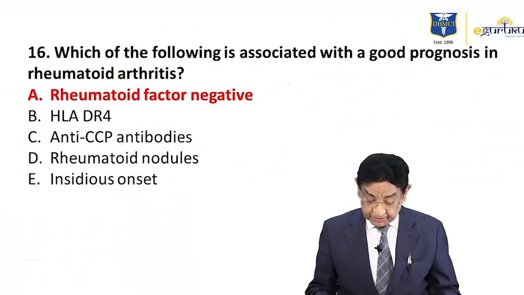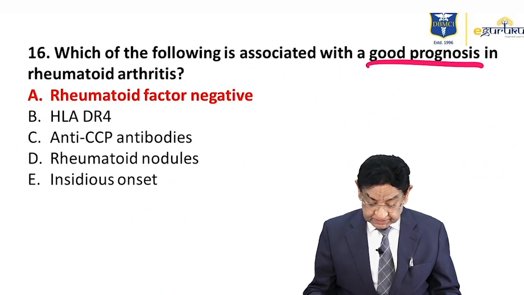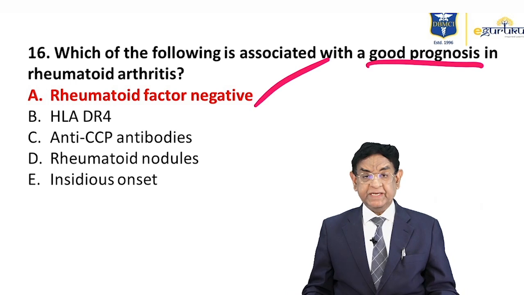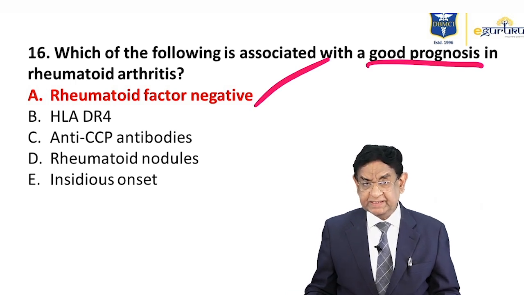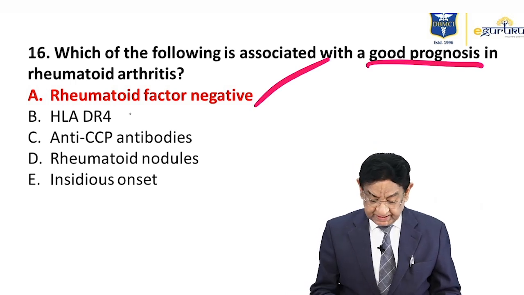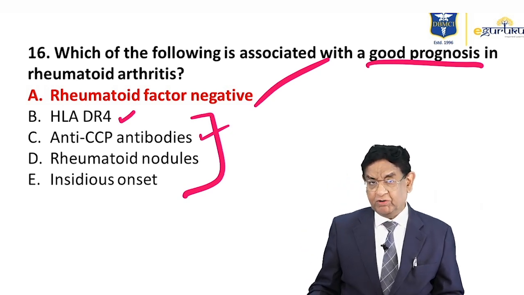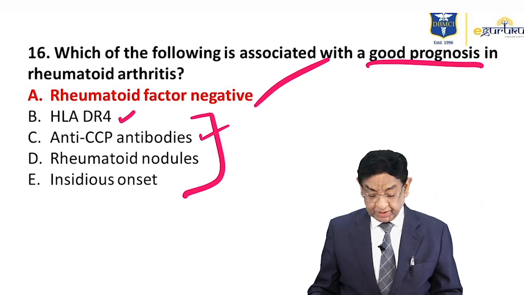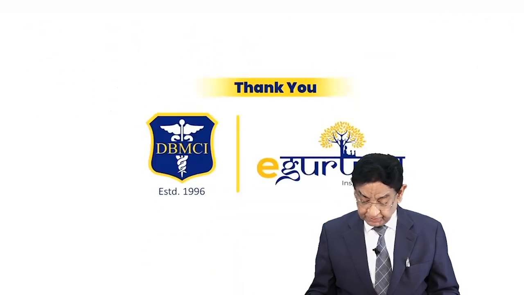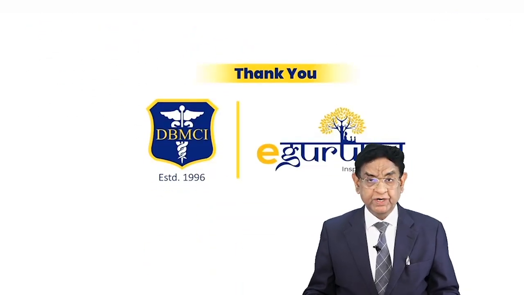Beautiful question. Okay, which is a good prognosis? Now that is easy, rheumatoid factor negative is a good prognosis. HLA-DR4 is a bad prognosis, and all these we discussed in the previous question. They are all features of poor prognosis. Okay, so I hope you learned a lot from this.